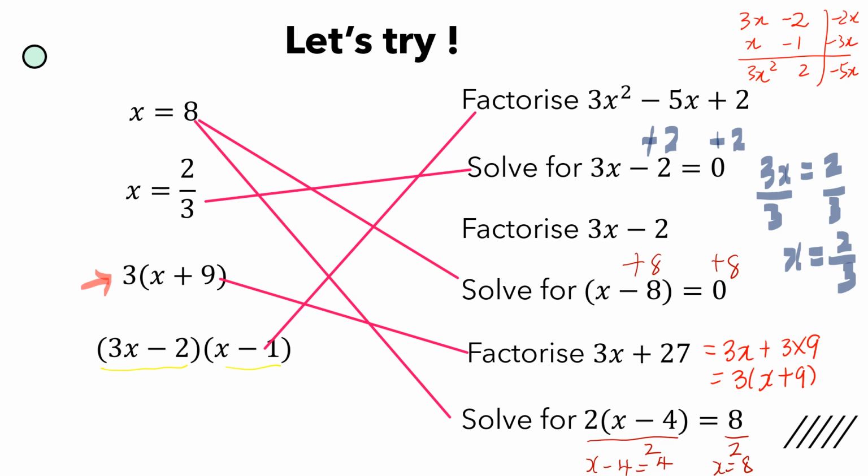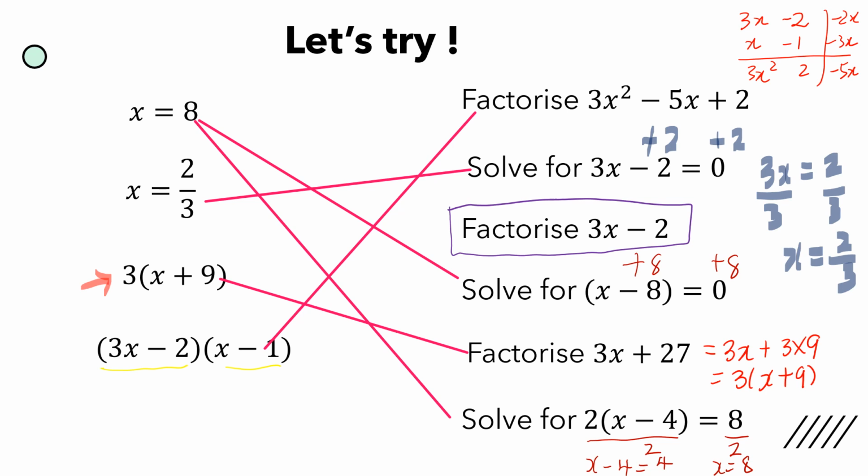Okay, so how about the third one? It appears that there's still one more here. So what do you think would be the answer for this? If you look at 3x minus 2, there's no common factor, right? There's no common factor.